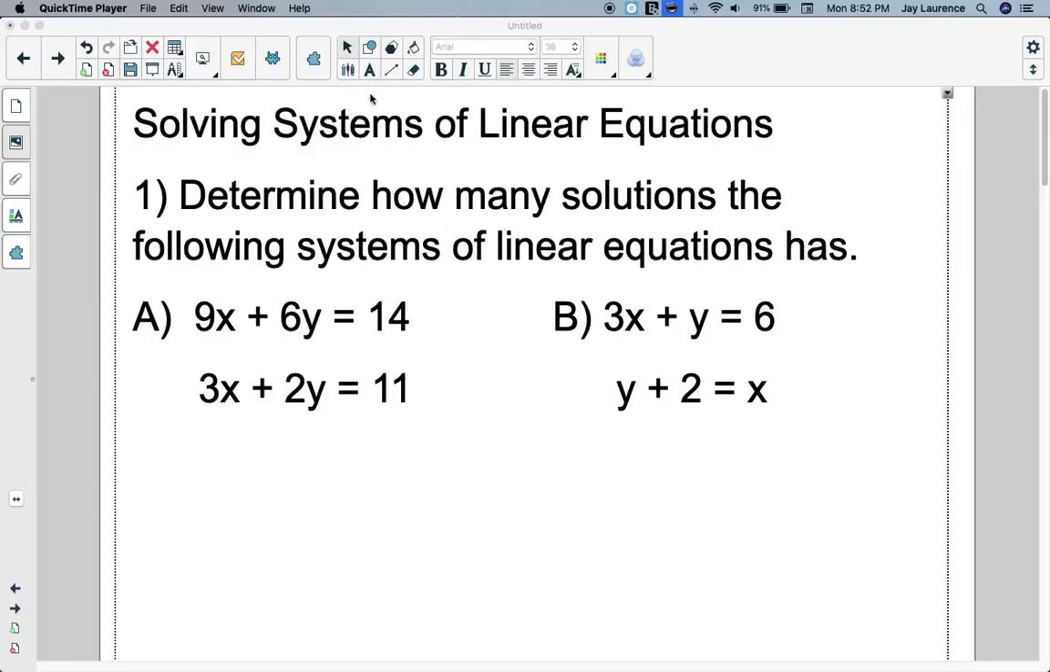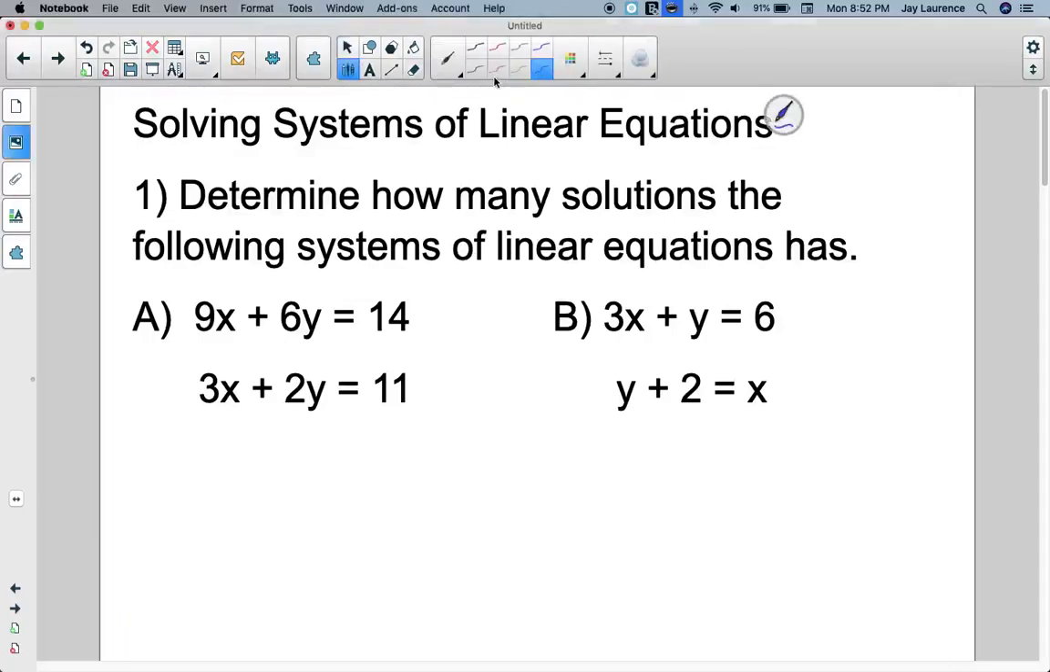So here's the first problem. There's two systems, system A and system B. And I want you to see if on your own you can determine how many solutions the following system has. So do problem A, do problem B, and then you can watch my solutions. All right, see if you can get this on your own. We're not actually solving, we're just determining how many solutions. So if you haven't yet, please pause the video and figure it out.